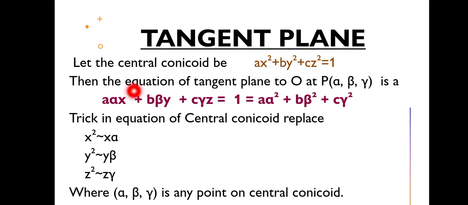Tangent plane. Let the central conicoid be ax square plus by square plus cz square is equal to 1.